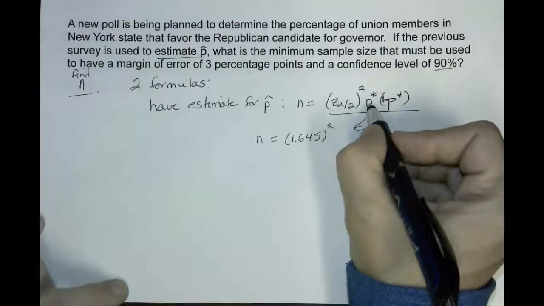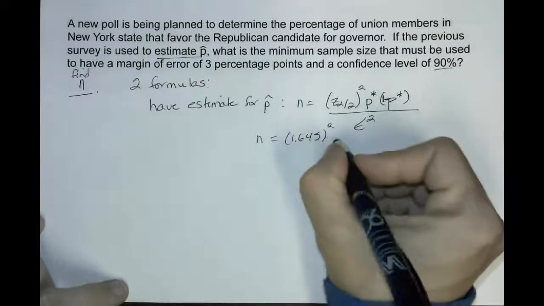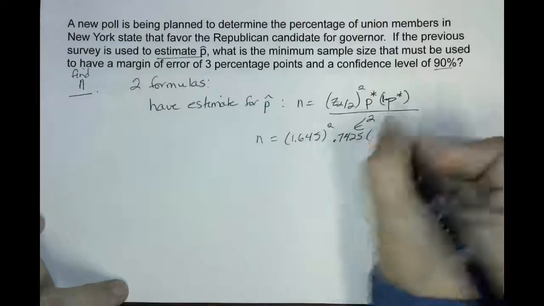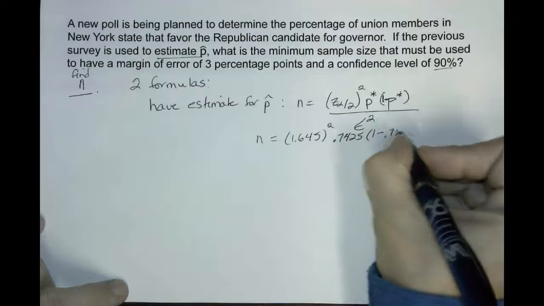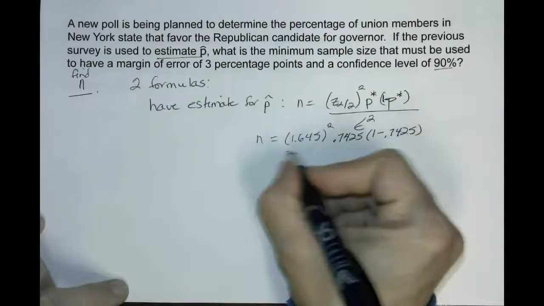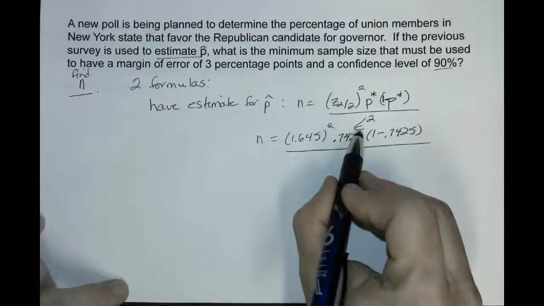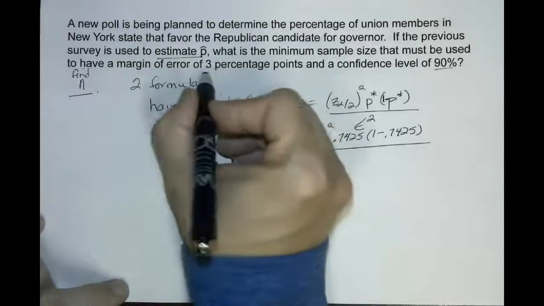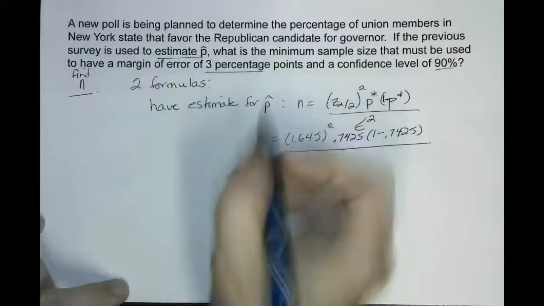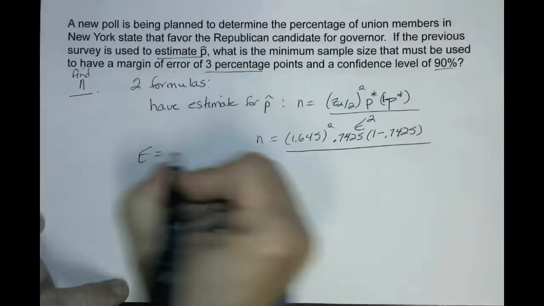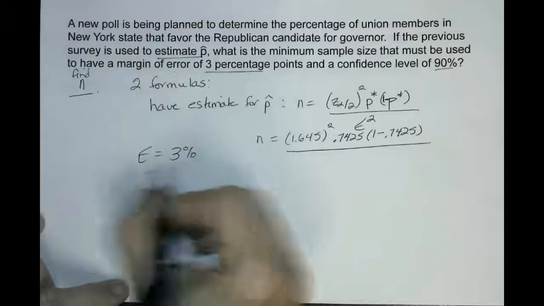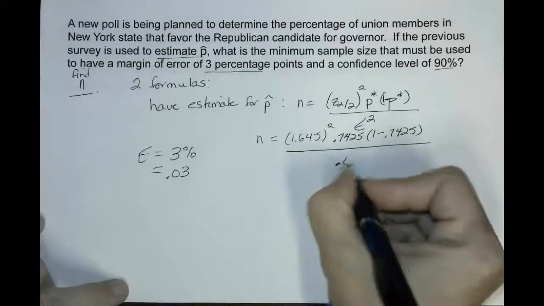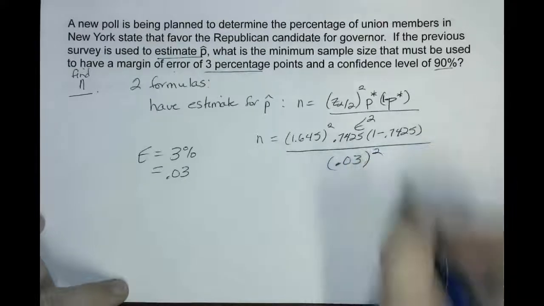The p-hat that we're using is the p-hat from the last problem, which was 0.7425. And then we have 1 minus 0.7425. Okay, and then for the margin of error, you have to be really careful with this. If you're talking about proportions, if they give you the margin of error as a percentage, this is saying E is 3%, you have to change this to a decimal. So here we'd have 0.03 squared.